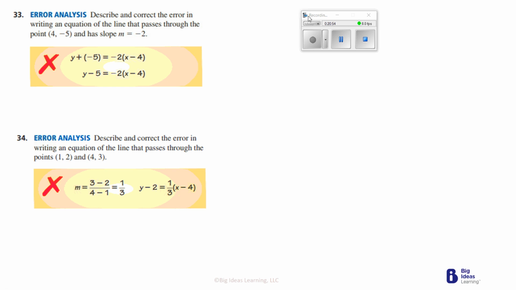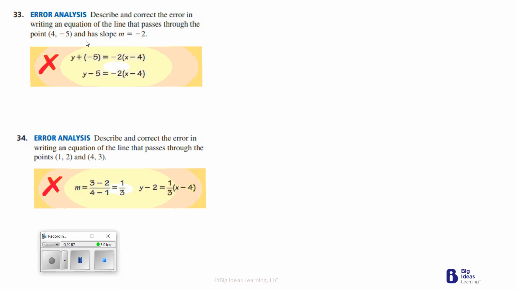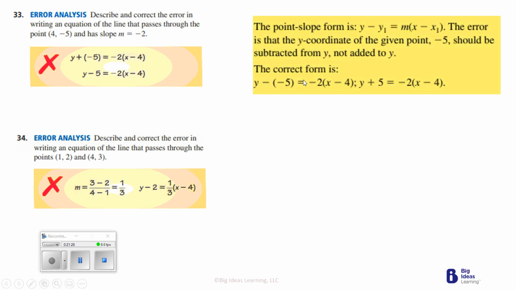This one says describe and correct the error in writing the equation. The line that passes through 4 and -5 has a slope of m equals -2. Well, the slope is correct, -2. My x should have been -4, right? And it is. And then my y should be the opposite of -5, which will end up being +5. Oh, that's where the mistake is. They put y plus instead of y minus. And that would have been a negative times a negative, which would have given us a positive. So over here you can see that we should have had y plus 5 equals -2 times x minus 4.